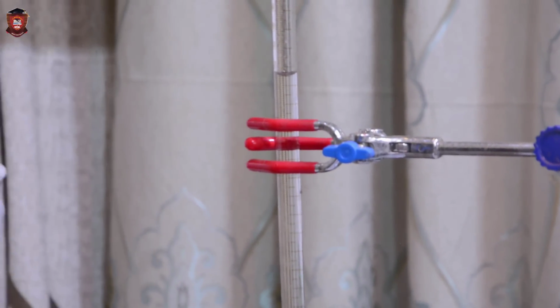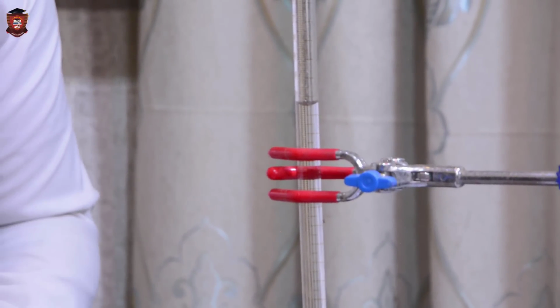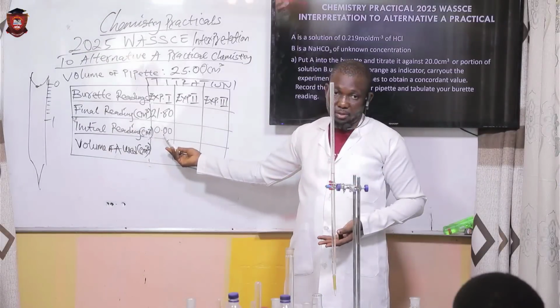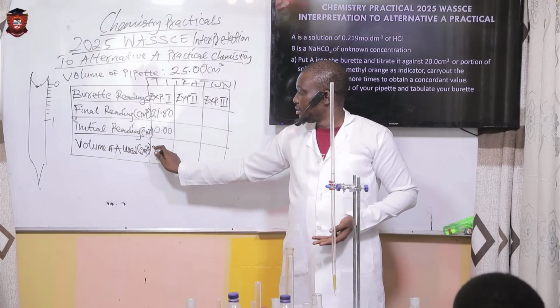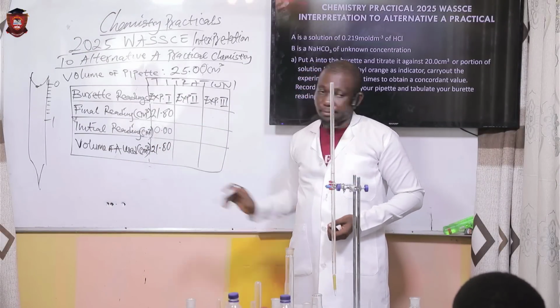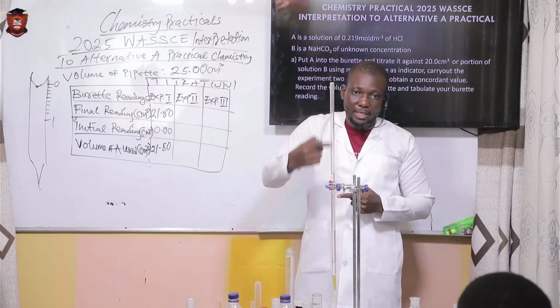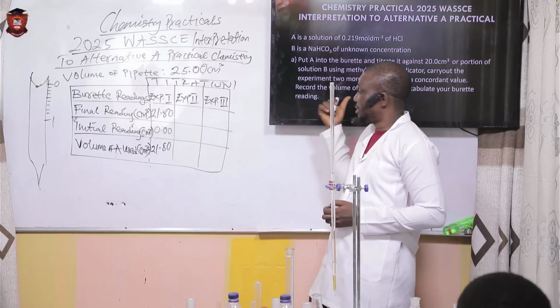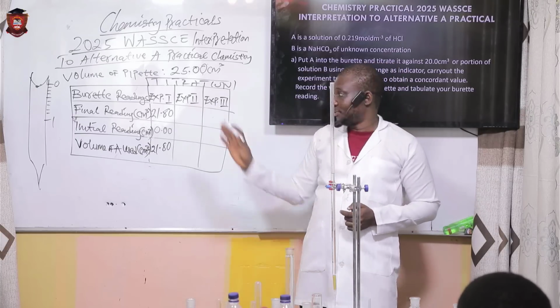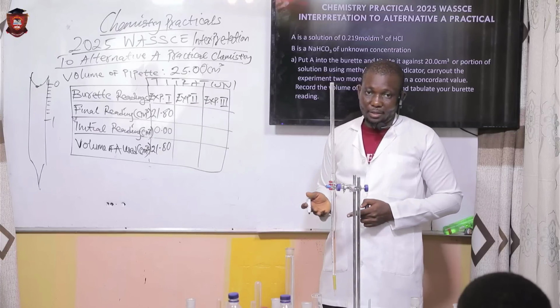Are you with me? Since I started from 0.00, the same thing applies here. So what should be here? 21.80. This is the first experiment. You do this experiment again and again. That's what the question says: you should run the experiment 2 more times. This is the first one. You do it again. So again, done.